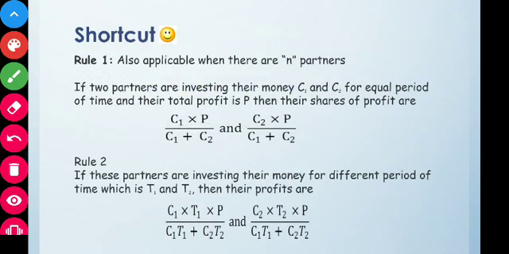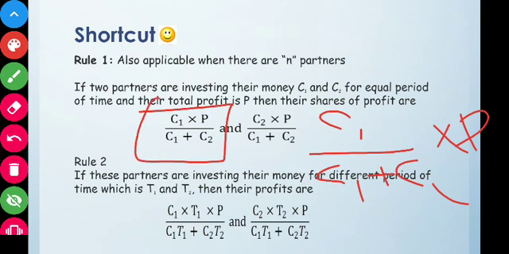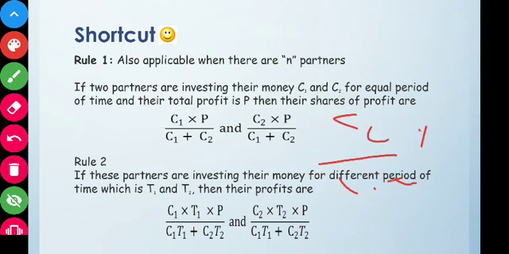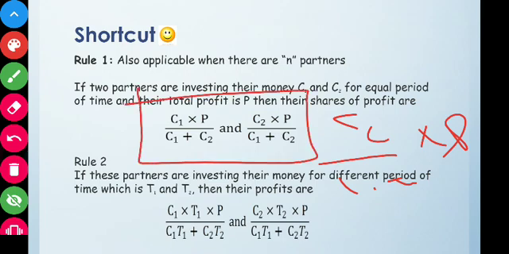Now let's come to the shortcut. Whenever someone sees a shortcut, he gets a smile on his face because it's easier to solve the question through a shortcut. There is no need to mug up the concept. So let's learn rule number 1. And remember, it is applicable in case the number of partners is more than 2. If 2 partners are investing their money, C1 and C2, for an equal period of time, and their profit is P, then their shares of profit are C1 into P by C1 plus C2 and C2 into P by C1 plus C2. Let's make it an easier way: C1 by C1 plus C2 into P for A, and C2 by C1 plus C2 into P for B.